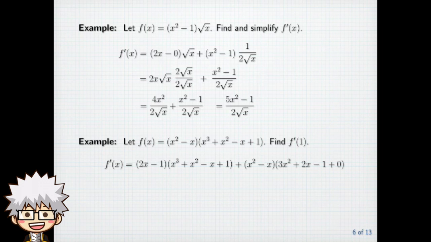Now, since we only want to know f prime of 1, we may as well simply plug in x equals 1 and just do the calculation. The final result here is 2.